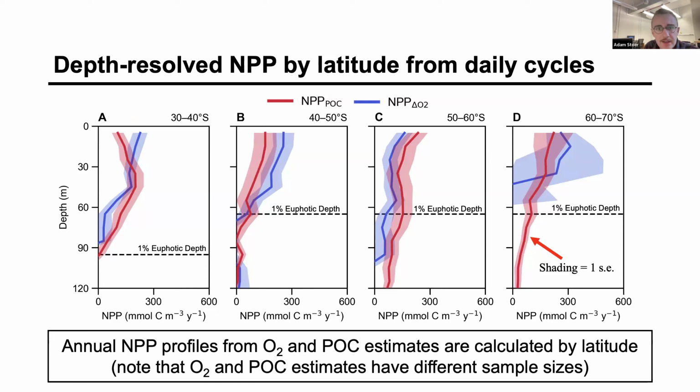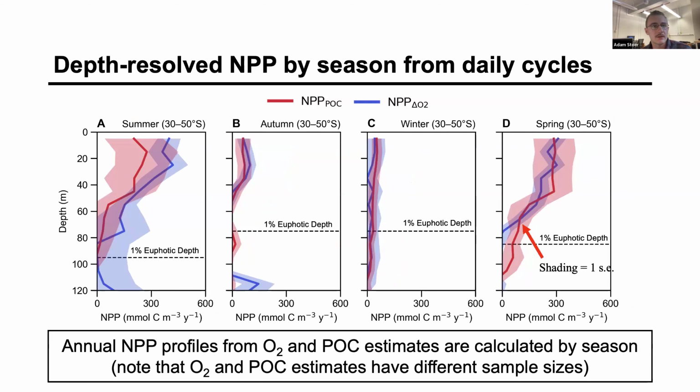We can do this by latitude. We can do it again with NPP by season, which is shown in this representation here, where in the summer it increases and then declines during the winter, which is consistent with what we expect for the Southern Ocean, and also consistent with the seasonal variability that Johnson and Bif were able to detect in their paper as well, for a different region though.